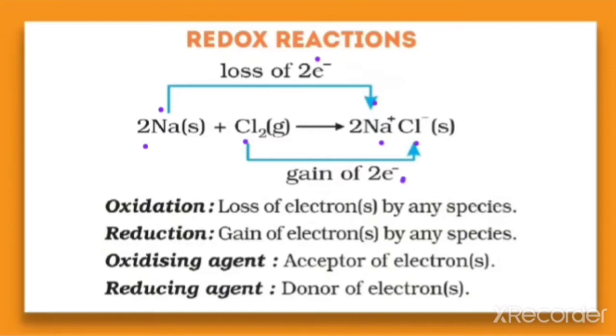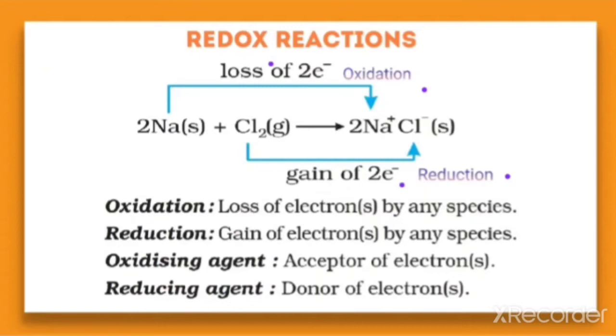So in this, where is the oxidation, where is the reduction? The reaction in which there is loss of electrons is called oxidation. That means sodium to sodium ion is an oxidation. And the reaction with gain of electrons is called reduction. That means chlorine to chloride ion is reduction. So this is the best method to identify oxidation and reduction. You can write here: there is a loss of electrons, therefore it is oxidation. Here there is a gain of electrons, therefore it is a reduction.